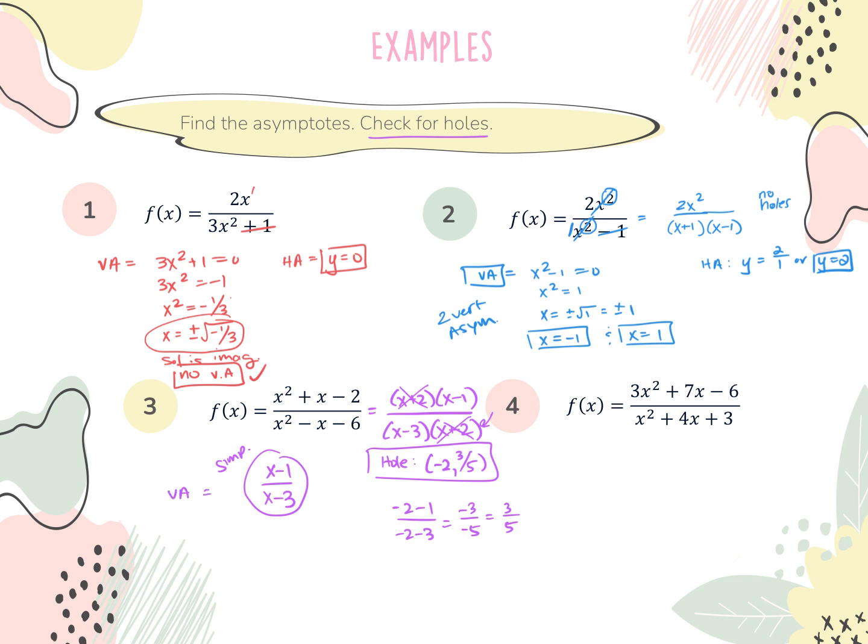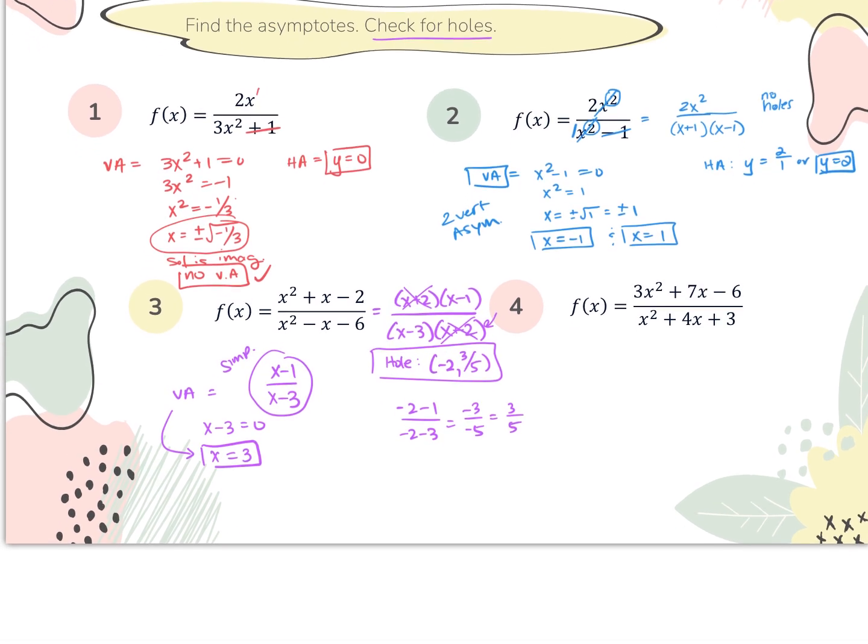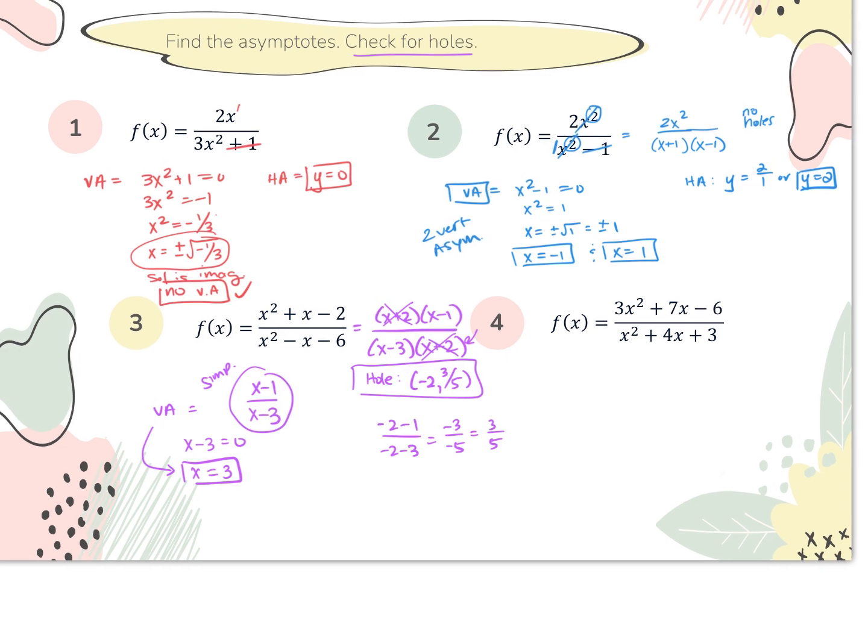So again, the vertical asymptote, I'm going to take that denominator, x minus 3, and make it equal to 0. I know that if x is 3, it equals 0, and therefore this is my vertical asymptote. So I have my vertical asymptote, I have my hole, and what I need now is to find my horizontal asymptote. Now, for the horizontal asymptote, we're going to look at the original.